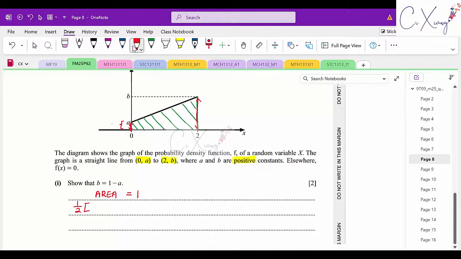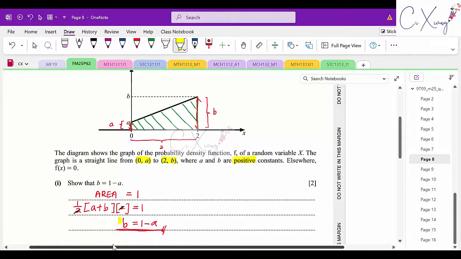What is this? This is a, the height, and this one is b. So you have (a plus b) multiplied by the base. What is the base here? The base is this one, which is 2 units. So you multiply with 2 and let it equal 1. From here you can very easily get the result that they want us to prove, so b equals 1 minus a. This is what you have for A1.